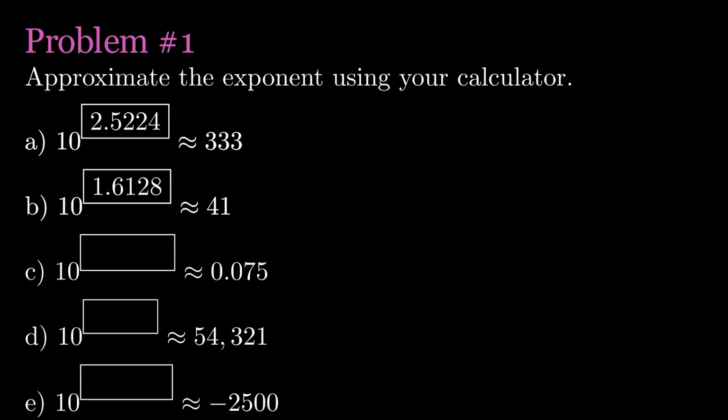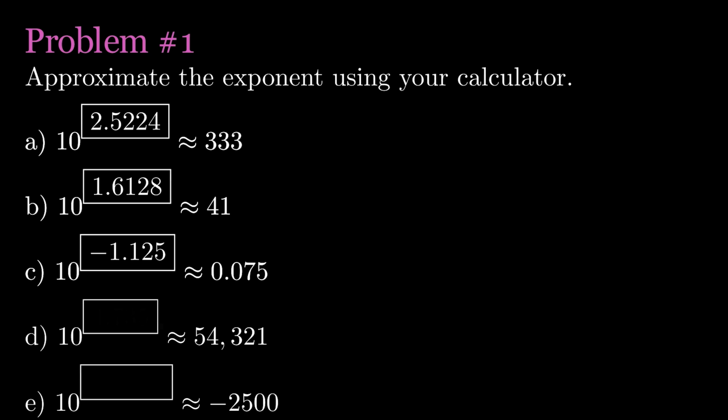In part C, the resulting power of 10 should be very small, as you can see here. So we need to be taking the reciprocals of 10, that means negative exponents. And since 1/10 is 10 to the power of negative 1, and 1/100th is 10 to the power of negative 2, we'll be searching for exponents between negative 1 and negative 2. So again, if you play around with your calculator, you can see that that exponent is about negative 1.125.